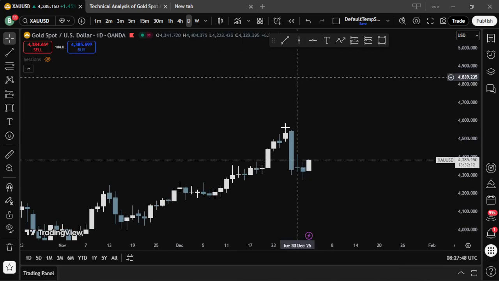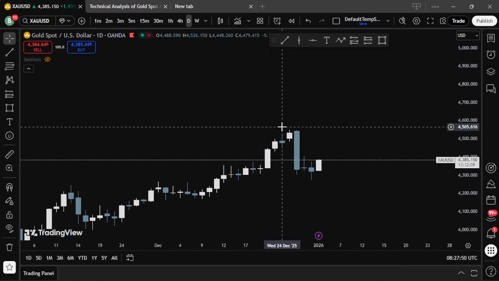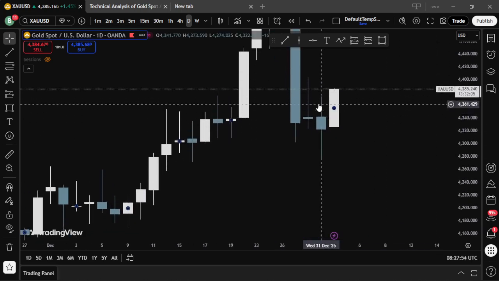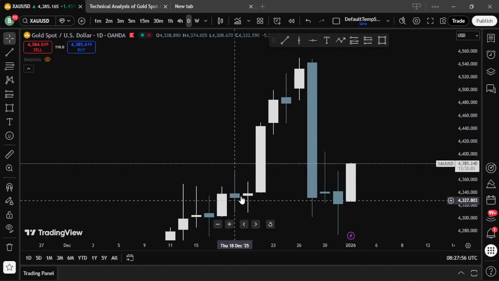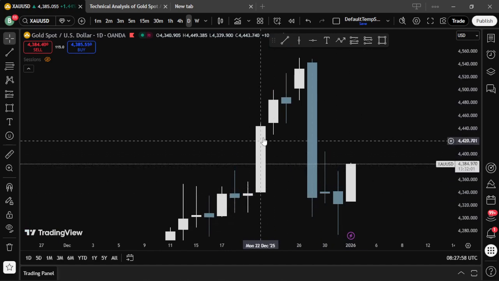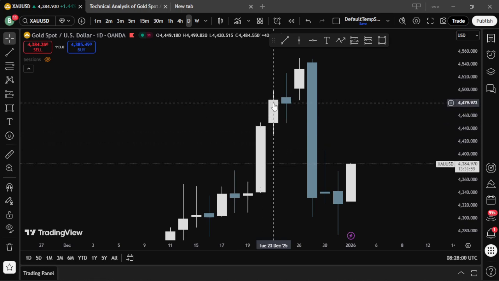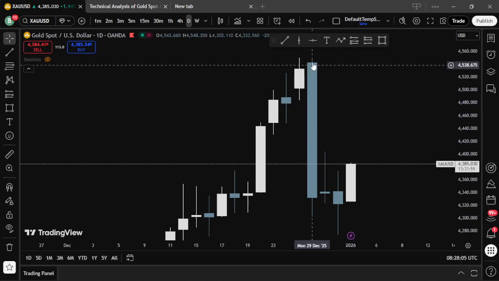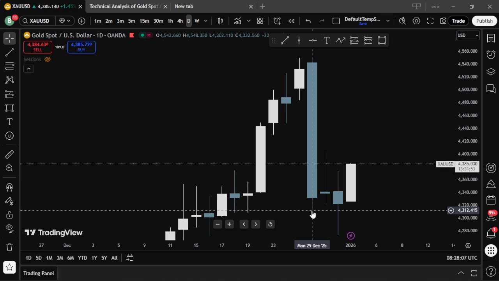If you check this area over here, I have to zoom in. Right. So you see this candle close bullish over here. The next candle closes bullish. The next candle closes bullish. The next candle closes bearish. The next candle closes bullish. We didn't get another bullish candle. Then this big bearish drop.